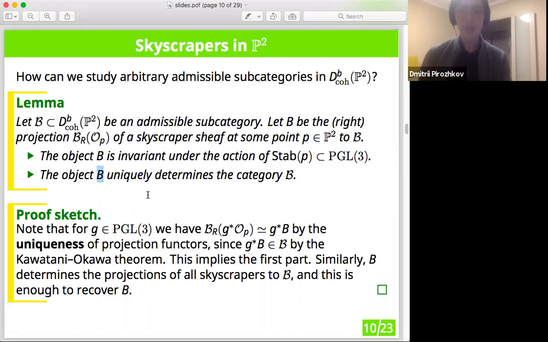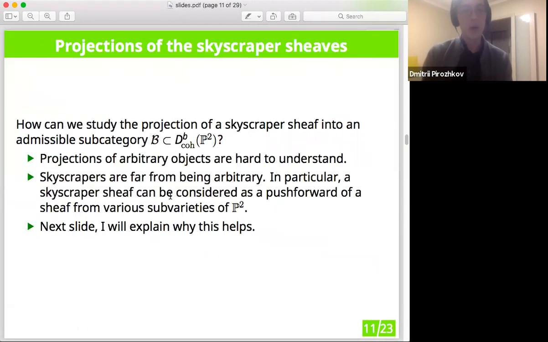So we can perhaps attempt to study what kind of admissible subcategories there are by trying to see which objects could theoretically be projections of the skyscraper sheaf. But how can we do this? This is not clear normally, because projections of arbitrary objects in the derived category are very hard to understand. If you don't know what kind of admissible subcategories there are, you don't really know what kind of projections you get. But skyscrapers are quite special objects. In particular, if you take some subvariety of P2, for example some curve that passes through the point P, then the skyscraper sheaf at the point P may be viewed as a push forward of something from that curve. Right now, it is not clear why this helps.